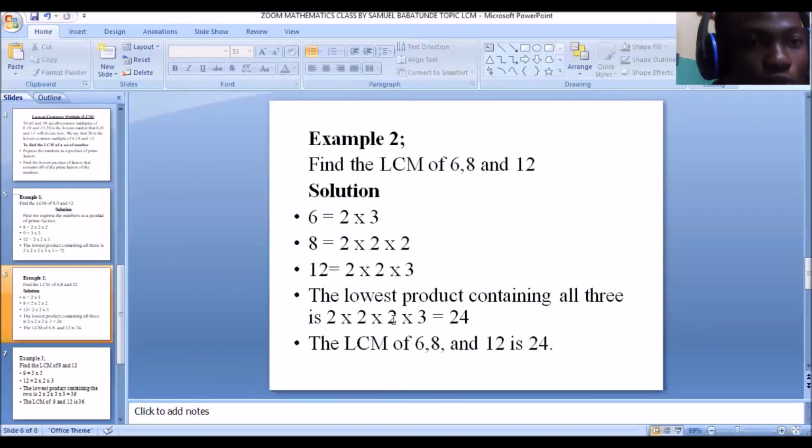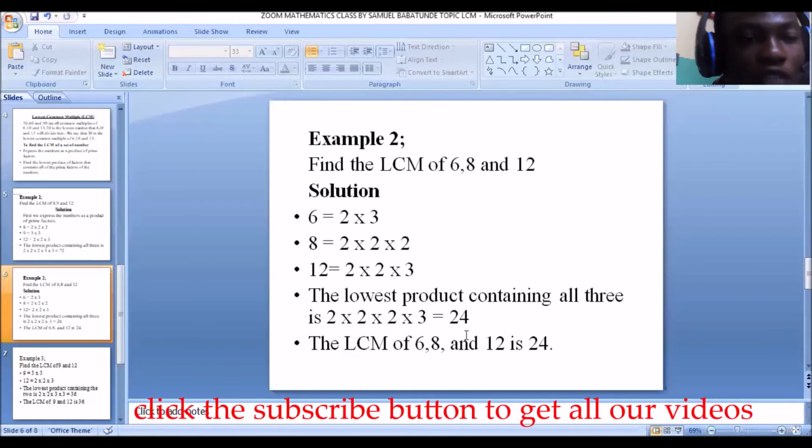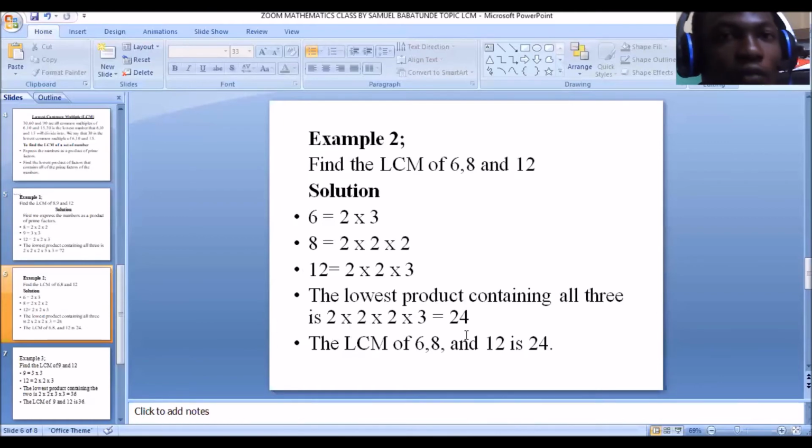2 times 2 times 2 times 3. That's this 3. And 2 times 2 will give us what? 2 times 2 will give us 4. 4 times 2 will give us 8. And 8 times 3 will give us 24. So we say the LCM of 6, 8, and 12 is 24.